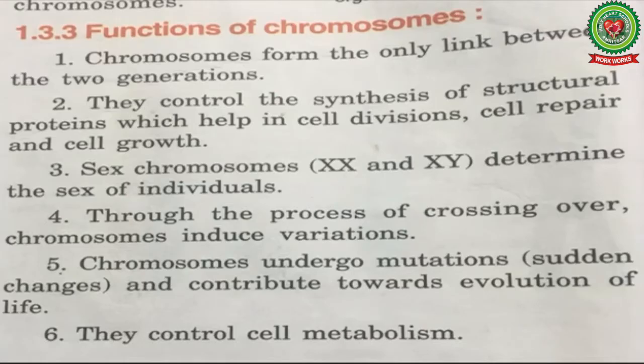Functions of chromosomes. Number 1. The chromosomes form the only link between the two generations. Number 2. They control the synthesis of structural proteins which help in cell divisions, cell repair, and cell growth. Number 3. Sex chromosomes determine the sex of the individuals. Number 4. Through the process of crossing over, chromosomes induce variations. Number 5. Chromosomes undergo mutations and contribute towards evolution of life. Number 6. They control cell metabolism.